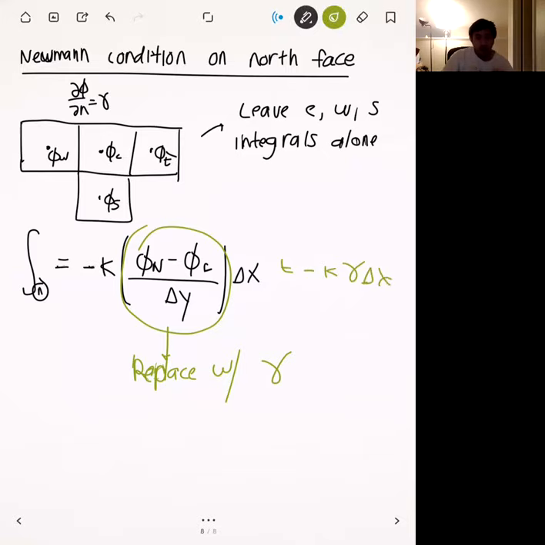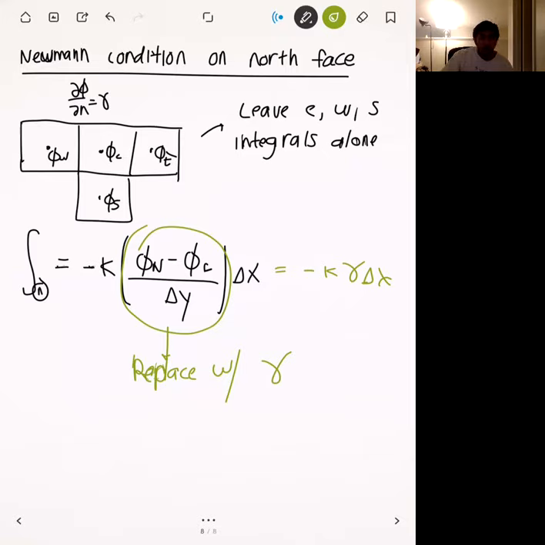From here, just like we saw with the Dirichlet boundary condition, we can add this together with our other three integrals, and that will give us our expression. And so that was a lot of theory, so let's go ahead and put this into practice with an example.